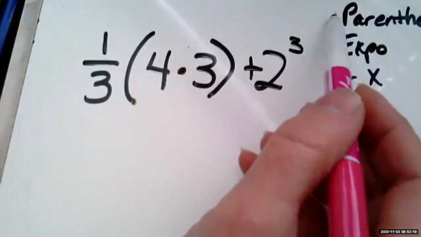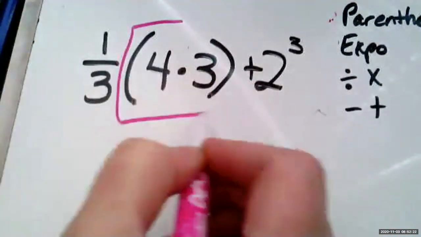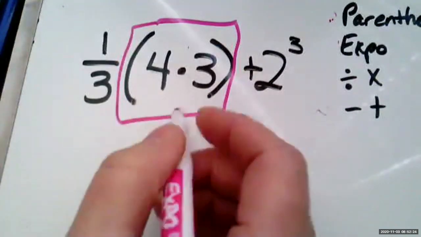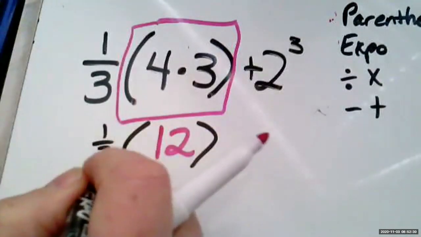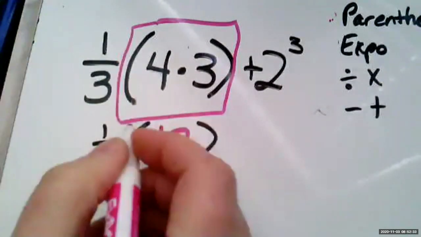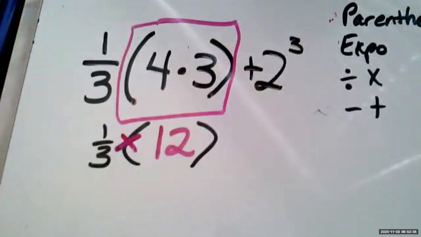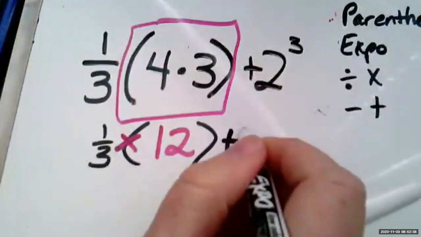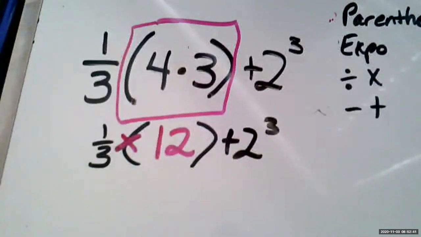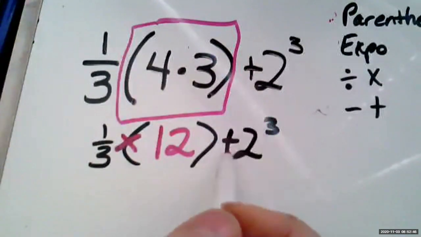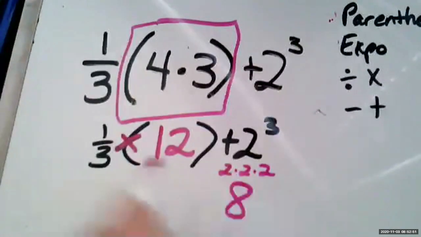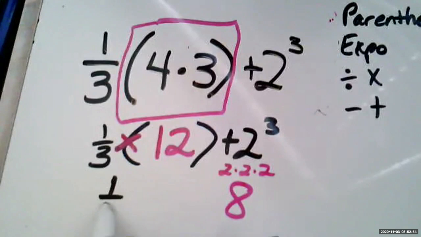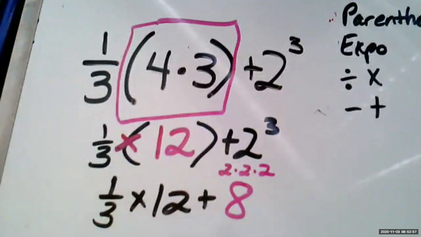Okay, of course, parentheses first. So I'm going to do what's inside these parentheses, which is 4 times 3. 4 times 3 is 12. 12 is still in parentheses, and 1/3 is outside the parentheses, so 1/3 times 12. This means multiply. Okay, plus 2 to the 3rd power. Well, you could go ahead and do your exponents here, 2 to the 3rd power, or 2 times 2 times 2, which is 8. And you still have this 1/3 times 12 plus 8.